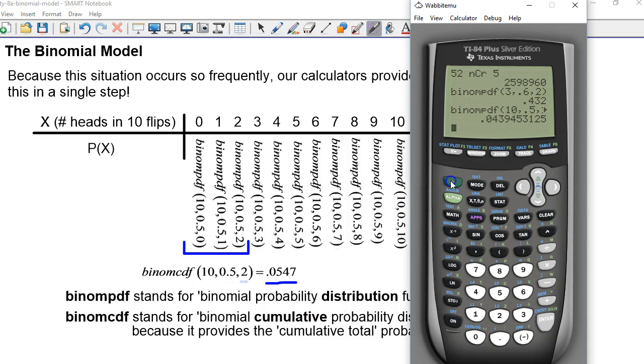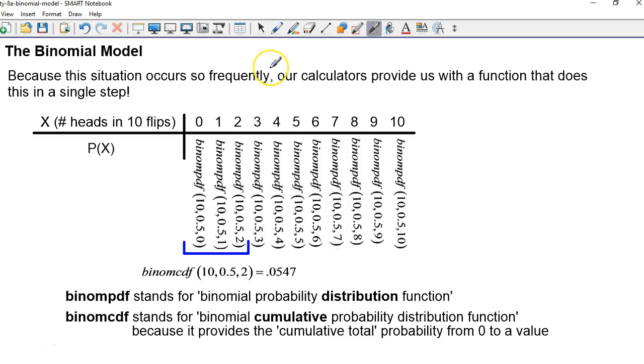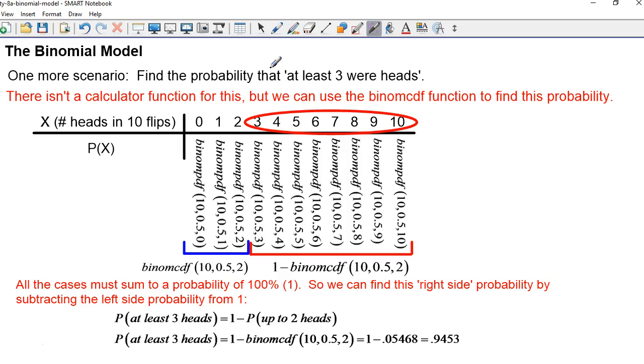If we go here, second, vars, and I scroll down to binomial CDF, right below binomial PDF, it's got the same entry structure. So 10 trials, 0.5 probability of having a head, having up to 2. That's going to add the 0, 1, and 2 cases together, and that gives me 0.0547 when rounded. All right, so we have a second probability function that we can use for anything which is to the left of a boundary value.